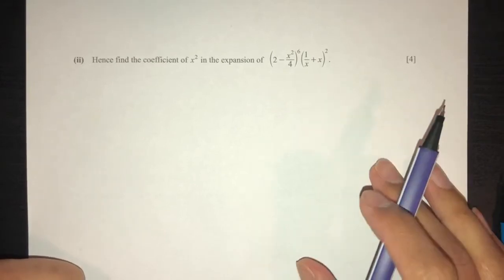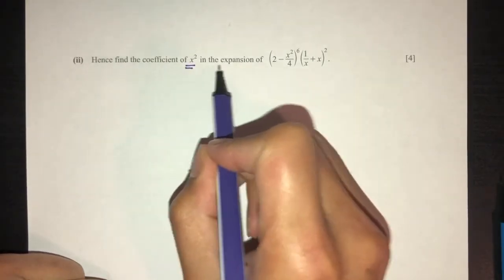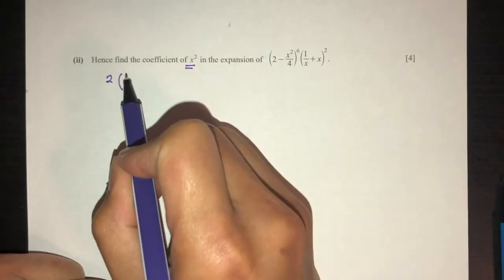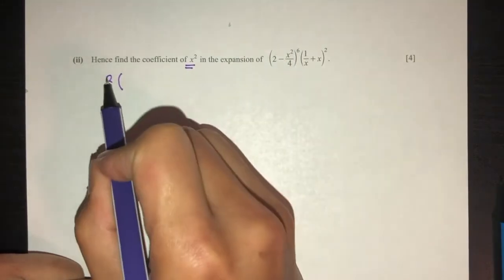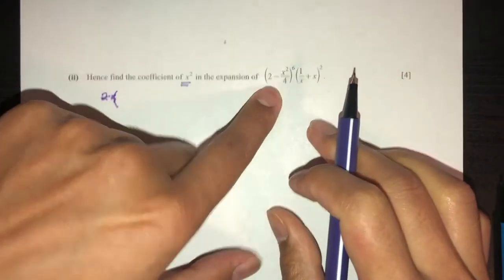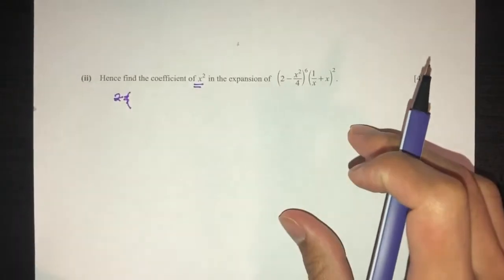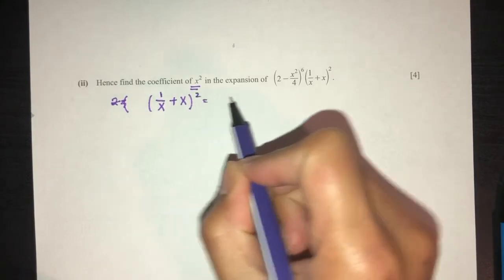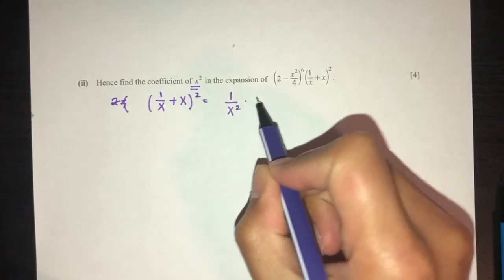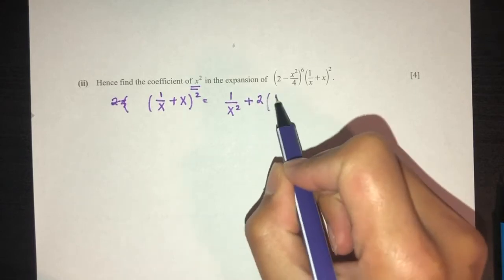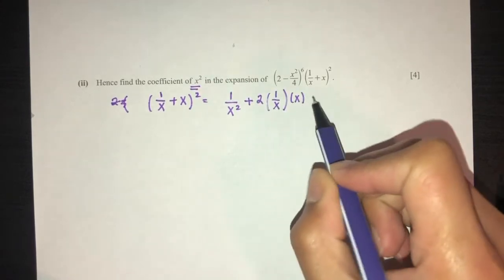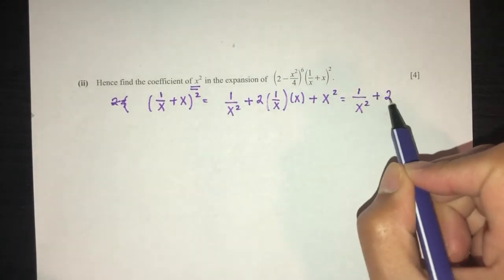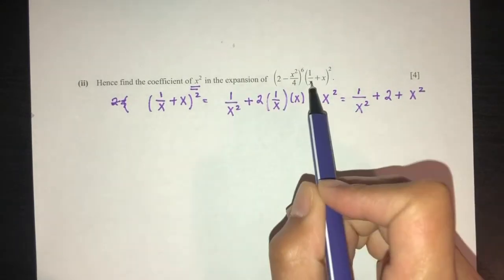Now for part 2, hence find the coefficient of x squared in this expansion. So when you expand this, what do you get? This is given to you in the first part, so we have to expand this one. Expand 1 over x plus x squared. What do you get? You get 1 over x squared, plus 2 times 1 over x times x, and plus x squared. That is 1 over x squared plus 2 plus x squared.